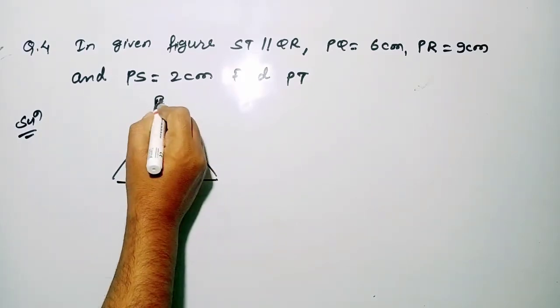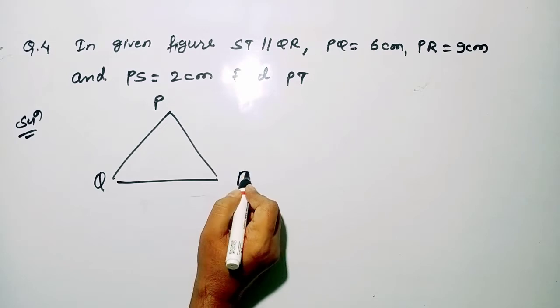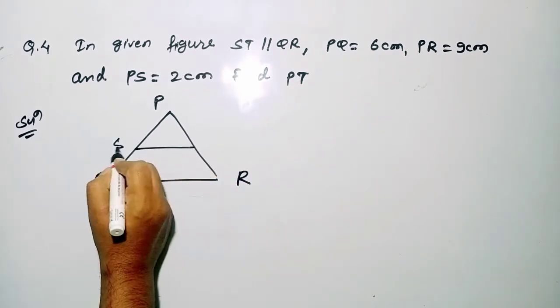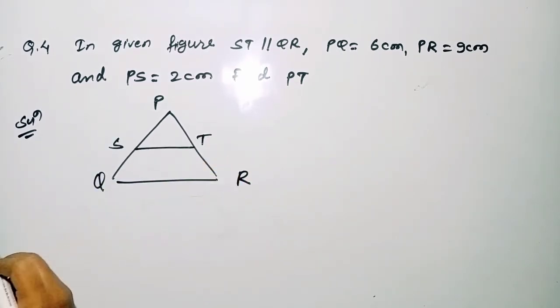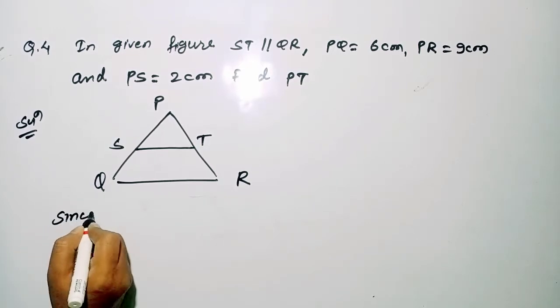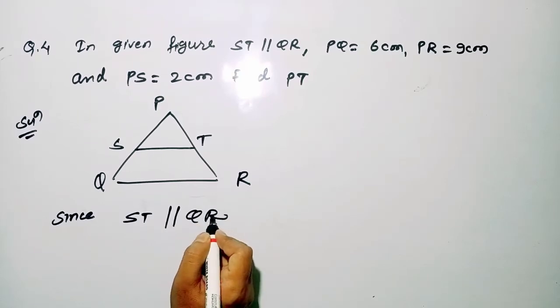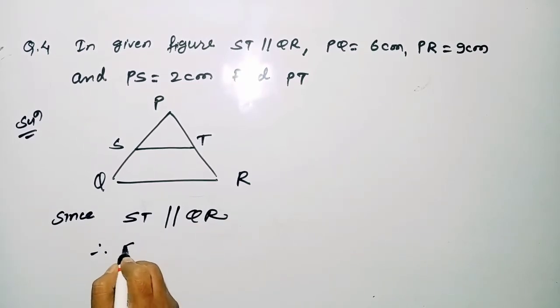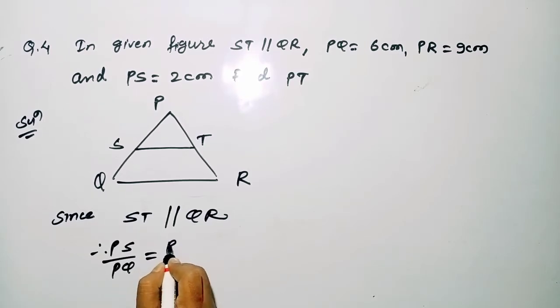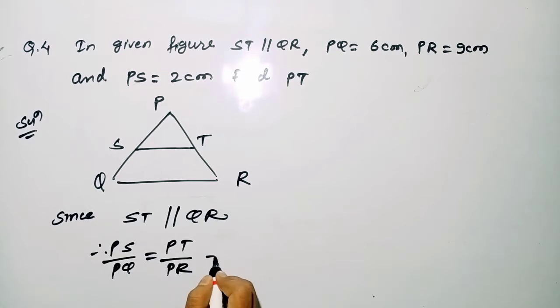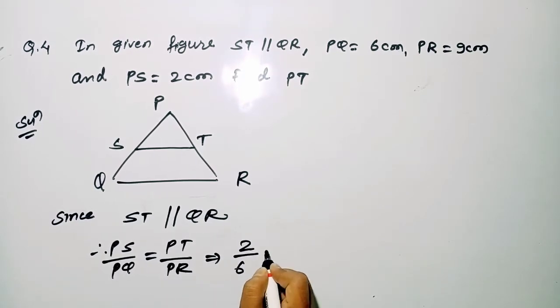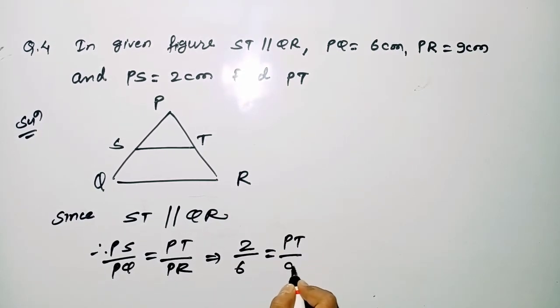So in triangle PQR, ST is parallel to QR. Since ST is parallel to QR, as per the fundamental theorem of proportionality, PS upon PQ is equal to PT upon PR. It implies 2 by 6 is equal to PT upon 9, right?